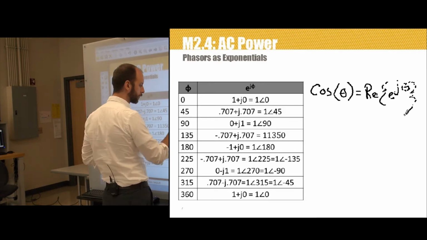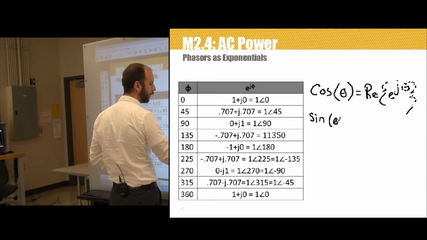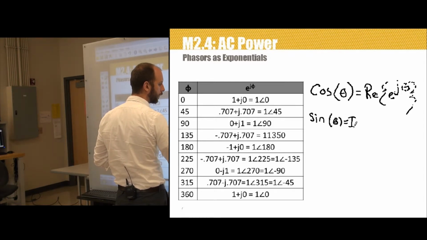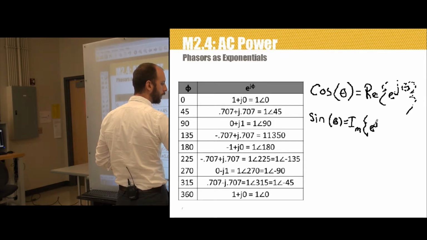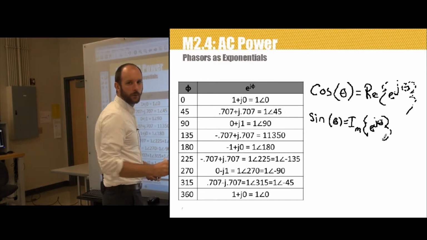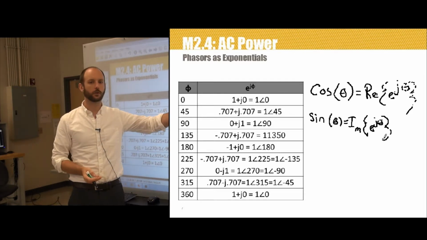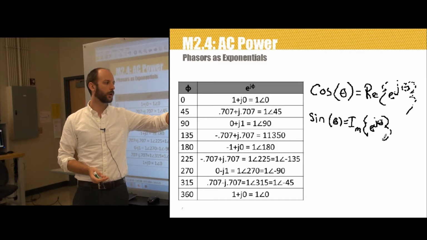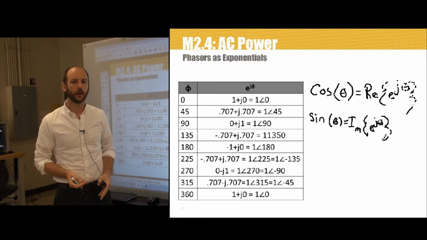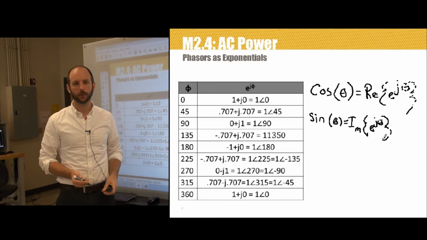And the sine function, you can probably guess what's coming. The sine of theta is equal to the imaginary part of e to the j theta. So you may not have seen these mathematical terms yet. I'm not sure if they've come up in your calculus courses or not. The use of capital R lowercase e means the real part of whatever comes in the function. And the use of capital I lowercase m means the imaginary part of whatever comes in the function.